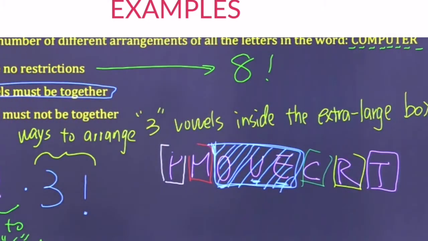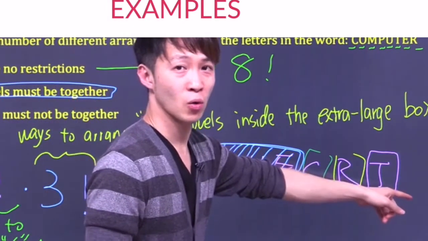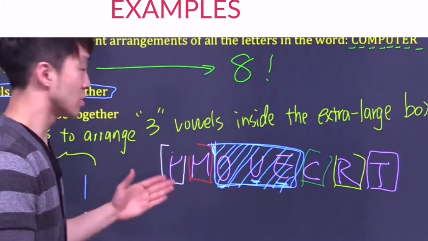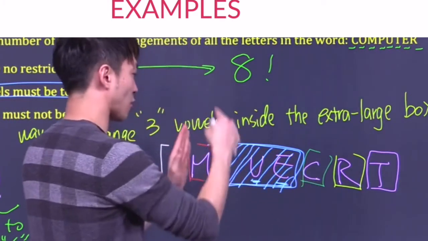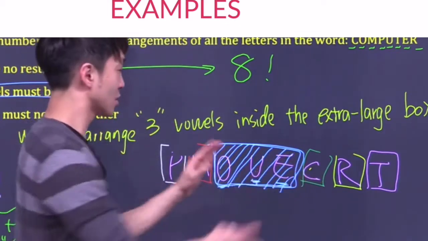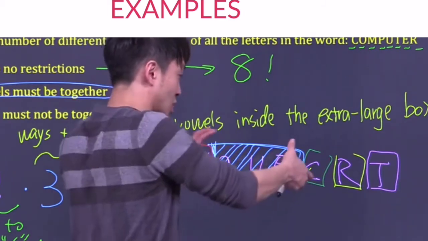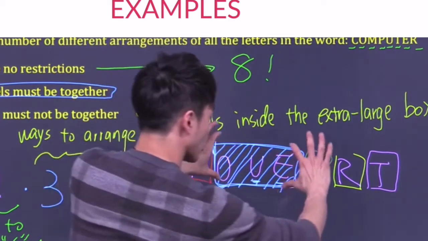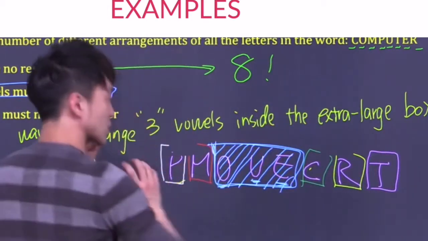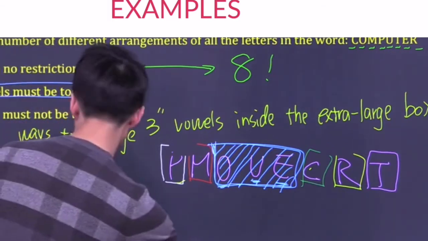That's it, guys. That's the total number of ways we can arrange these 8 letters with the restrictions such that the vowels O, U, E are always together. They're always together, right? Because you already put them inside a large box, so it doesn't matter how you move this extra large box. They are always together, right? Yeah, that's it.